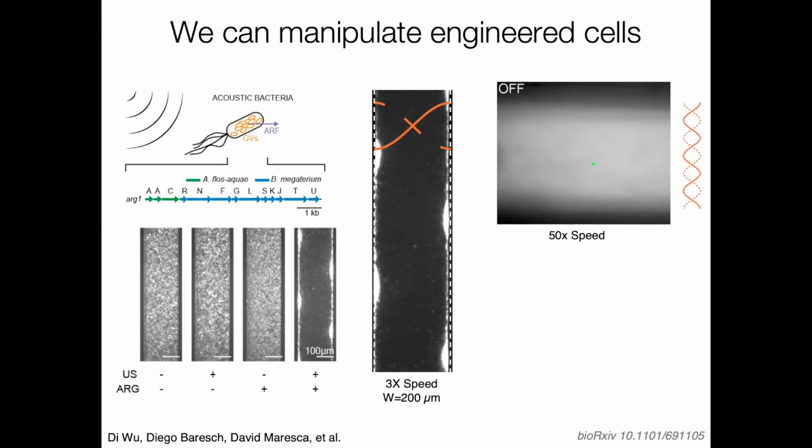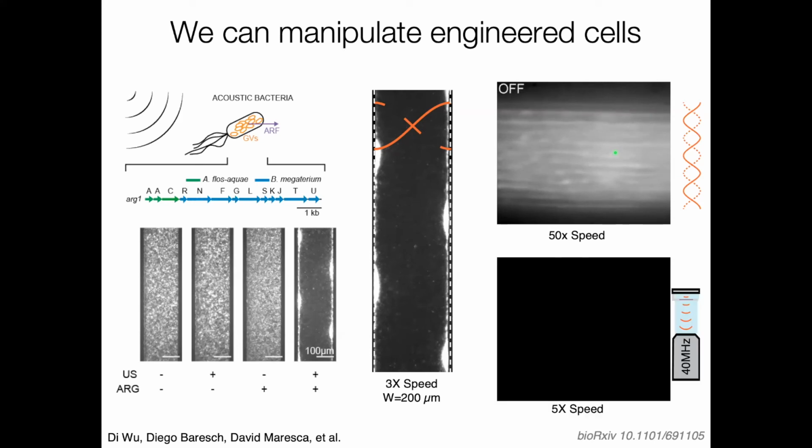We can do more fun things, like have multiple nodes and antinodes within a channel, get the cells to arrange themselves, and then change the frequency so it changes the location of the attractors. And now the cells are dancing around, moving around within this medium.